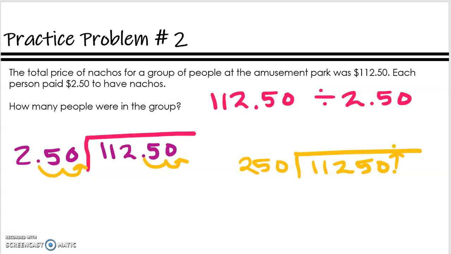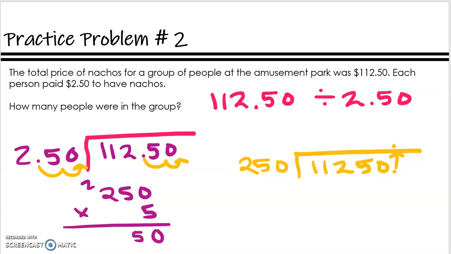So 250 does not go into 1, doesn't go into 11, doesn't go into 112. I need to figure out how many 250s go into 1125. I know that 250 times 4 would be 1,000, so let's try times 5. And that's too many, so we're going to go back down to 4. 4 times 250 is 1,000.